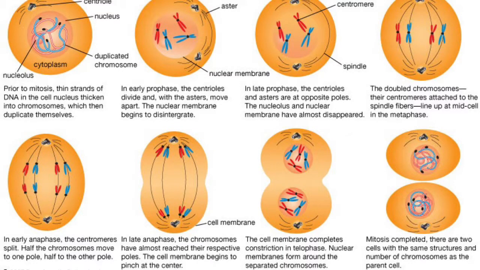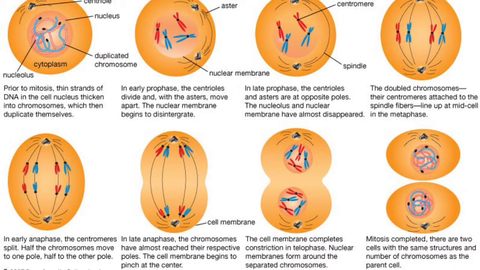The doubled chromosomes, their centromeres attached to the spindle fibers, line up at the mid-cell in the metaphase. In early anaphase, the centromeres split. Half the chromosomes move to one pole, half to the other pole. In late anaphase, the chromosomes have almost reached their respective poles.